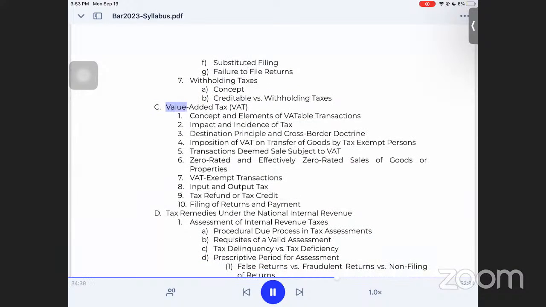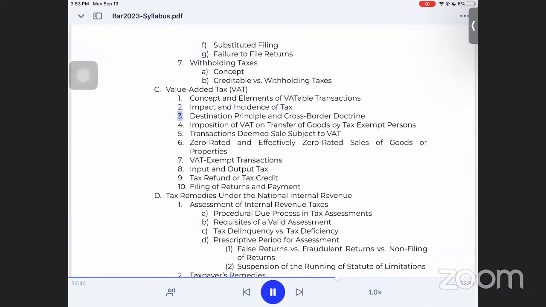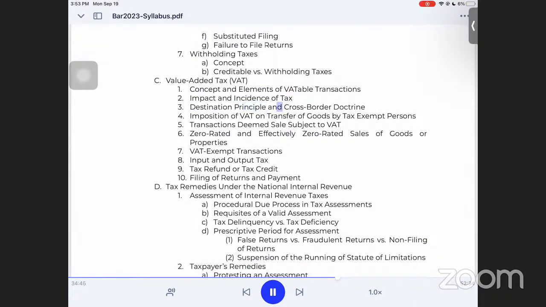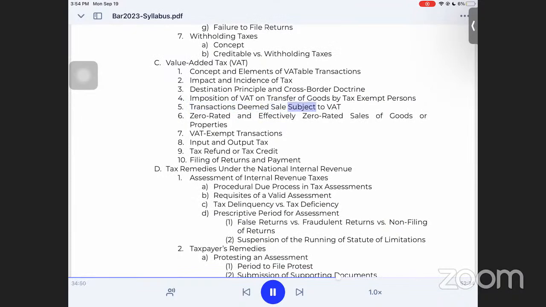C. Value-added tax (VAT). 1. Concept and elements of vatable transactions. 2. Impact and incidence of tax. 3. Destination principle and cross-border doctrine. 4. Imposition of VAT on transfer of goods by tax-exempt persons. 5. Transactions deemed sale subject to VAT.